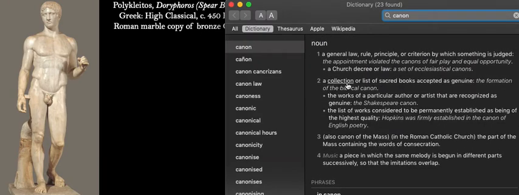This is going to have to work. A collection or list of sacred books, or a general law or rule by which everything is judged.